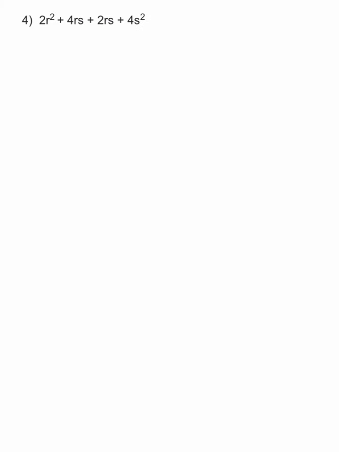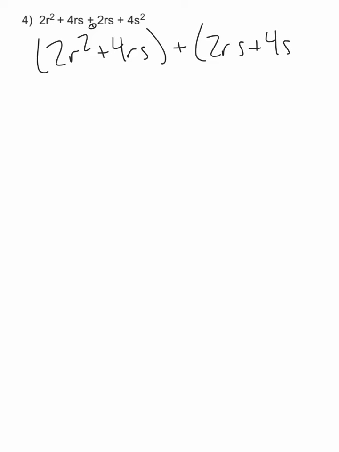Okay, last example. Why don't you pause the video, try this one on your own, see what you get, and then come back and watch it. So we have 2r squared plus 4rs plus 2rs plus 4s squared. We're going to start by grouping it. We're going to group the first two together. So 2r squared plus 4rs. We have a plus. So plus, group the last two. 2rs plus 4s squared.